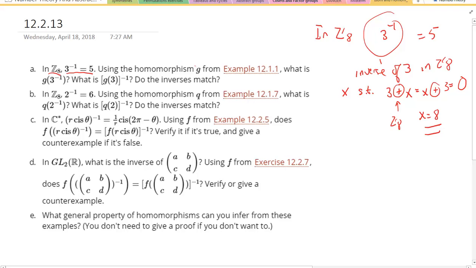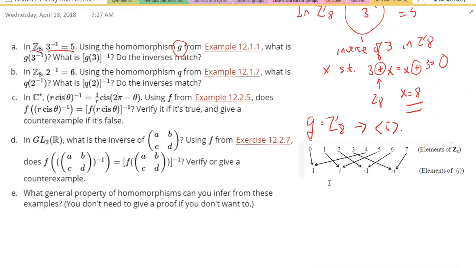All right. Now the homomorphism G was, I'm going to have to go back and see what that was. I've pasted the picture of G down here. G maps elements of Z8 into the cyclic group generated by i in the complex numbers. This is a cyclic group under multiplication. The operation here in this cyclic group is multiplication. And the operation here, of course, is modular addition.